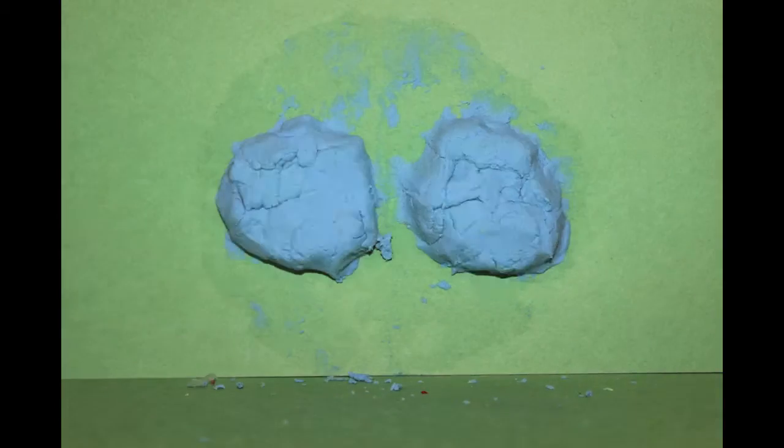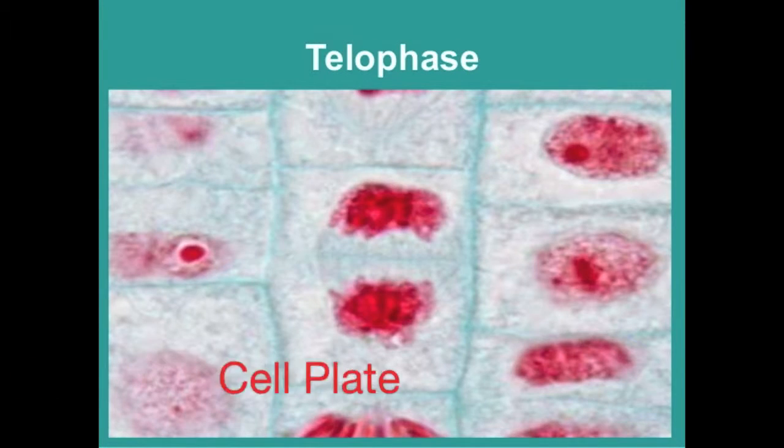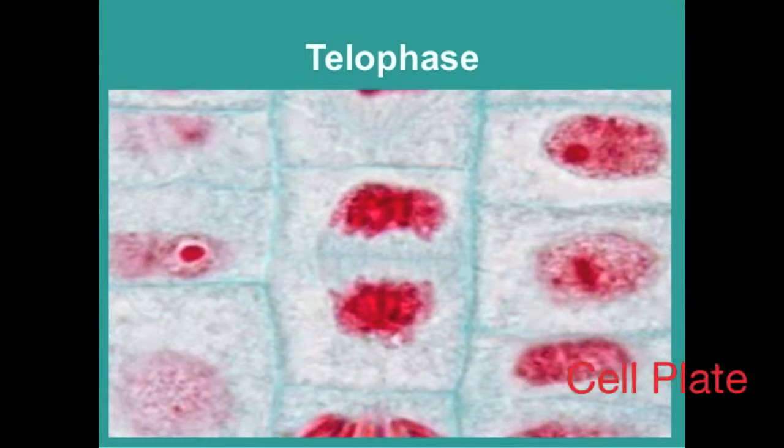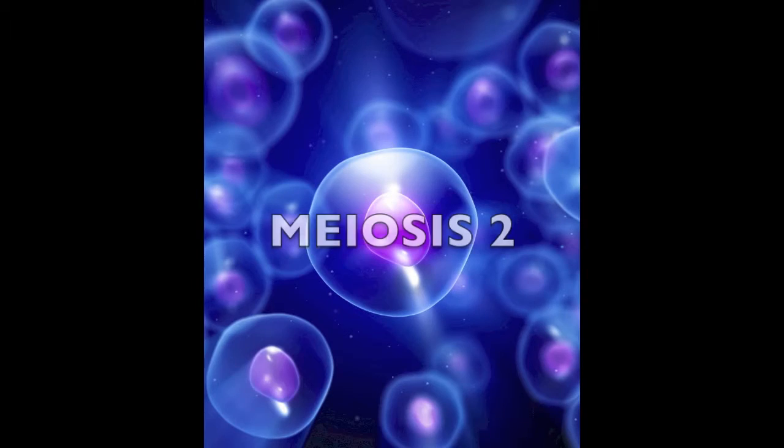In animal cells like these, a cleavage furrow forms. In plant cells, a cell plate forms. No chromosome duplication occurs between meiosis 1 and meiosis 2. Now for meiosis 2.